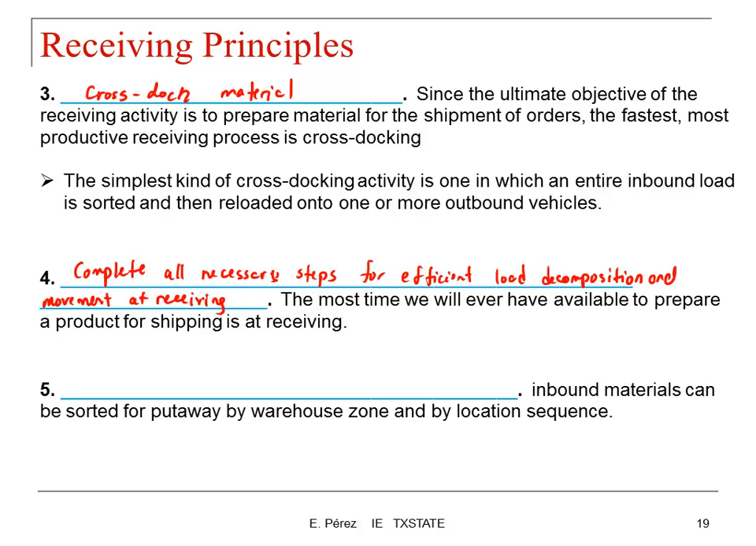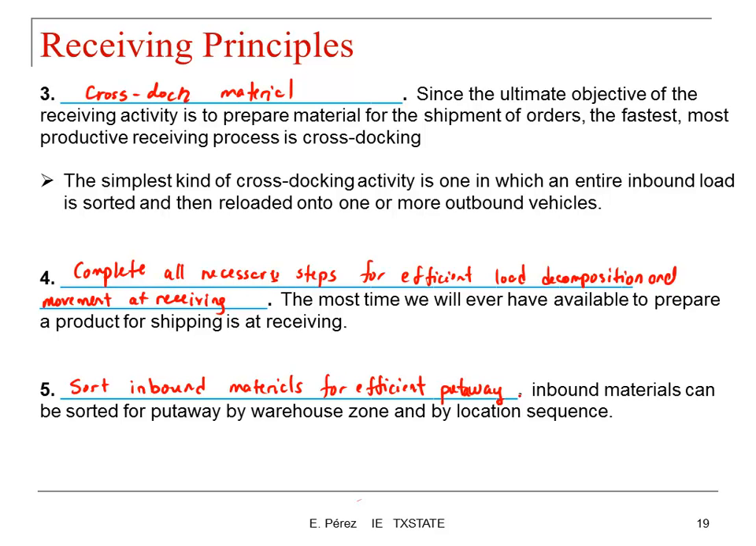And number five, sort inbound materials for efficient put away. And inbound materials can be sorted for put away by a warehouse zone and by location sequence. And then we have two more for the receiving principles.